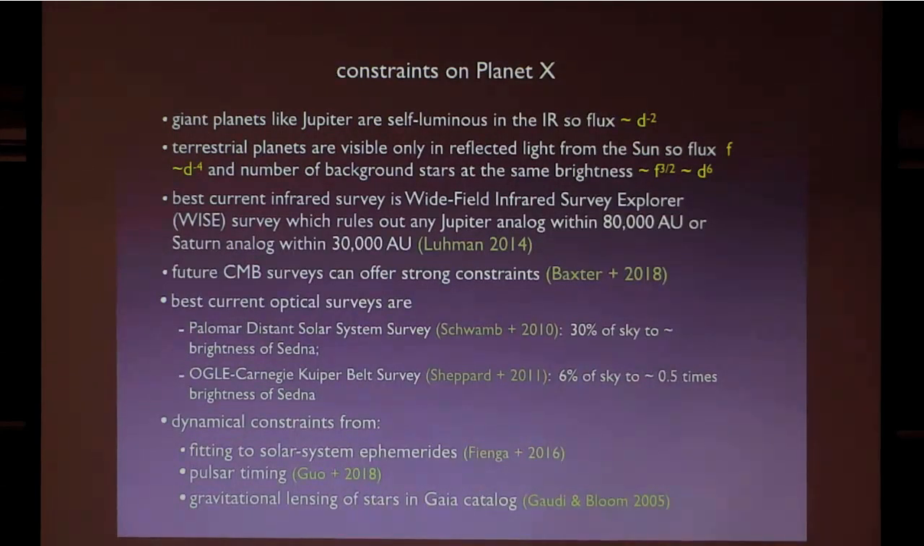So it's very hard. The WISE survey has ruled out any Jupiter analog within 80,000 astronomical units. So the Oort cloud doesn't have a Jupiter in it and probably doesn't have a Saturn in it.